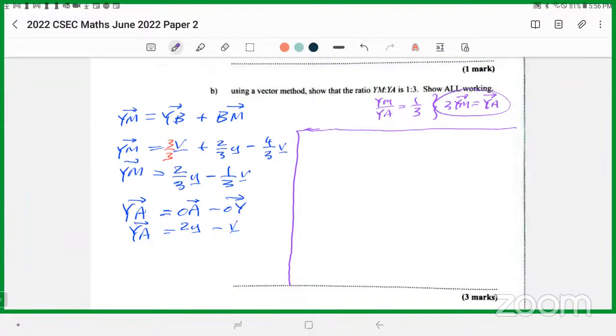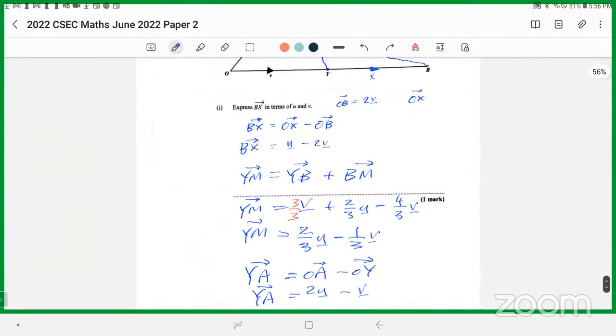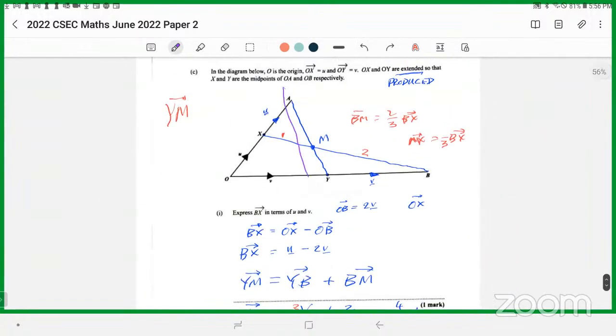So basically, compare these two vectors now. They are parallel, and in fact, the points are collinear because the common point is y. So the points are collinear. You can see it on the diagram as well. It's one straight line. The 3 points are collinear.